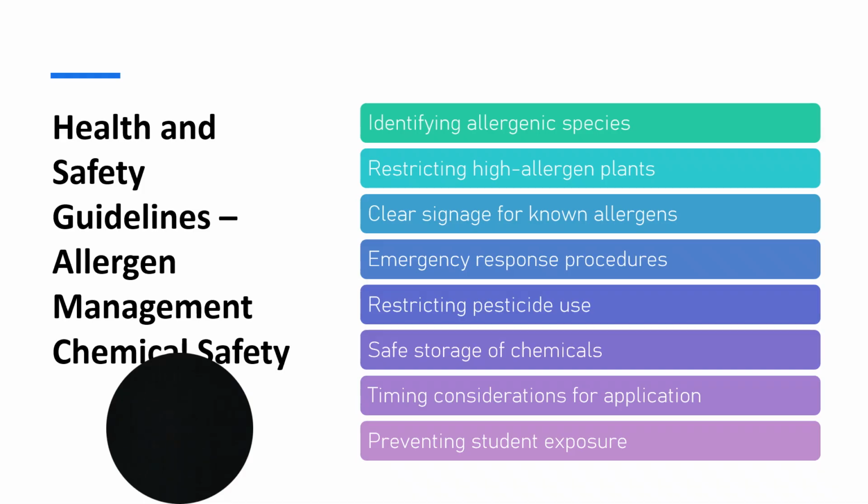Health and safety guidelines, allergen management and chemical safety are very important for the safe planting of trees and plants. Identifying allergenic species, restricting high allergen plants, clear signage for known allergens, emergency response procedures, restricting pesticide use, safe storage of chemicals, and timing and concentration for application, and preventing student exposure are a few of those allergen management and chemical safety guidelines.